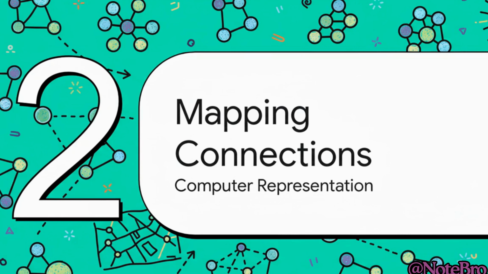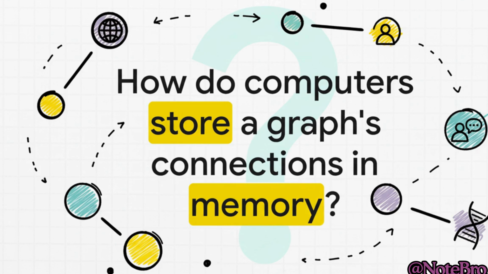Okay, so we've got this really elegant idea of dots and lines, nodes and edges. But how does a computer, a machine that just thinks in ones and zeros, how does it actually see this map of connections and do something useful with it? Right, you can't just shove a drawing into a computer's memory and expect it to work. We need a way to translate these visual connections into a language the machine can process. And to do that, we basically have two main methods, and each one comes with its own pros and cons.